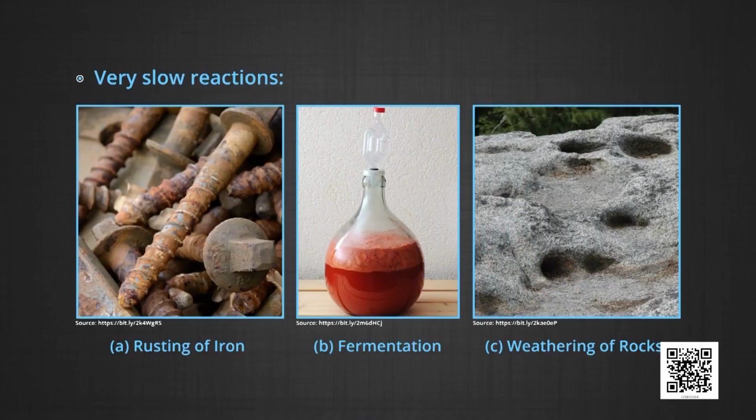The second type of reactions are very slow reactions. Some reactions are very slow, that is, they require months or even years for completion. For example, rusting of iron in the presence of air and moisture. Fermentation, the process of conversion of sugar to alcohols, and the process of weathering of rocks occur at an extremely slow rate. Rates of such reactions do not possess any significance.